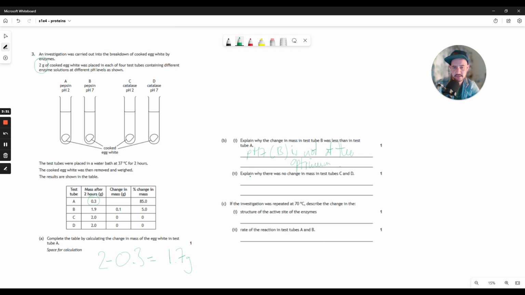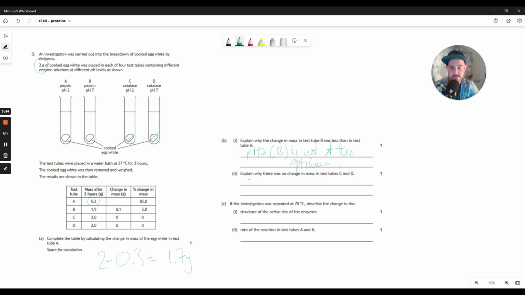Question B2. Explain why there was no change in mass in test tube C and D. Now, catalase is an enzyme, it's a degradation reaction enzyme that breaks hydrogen peroxide down to oxygen and water. And so clearly there is no hydrogen peroxide in our egg white for this enzyme to work on. So there's not going to be a change in mass.